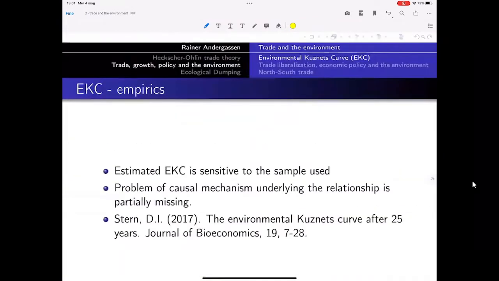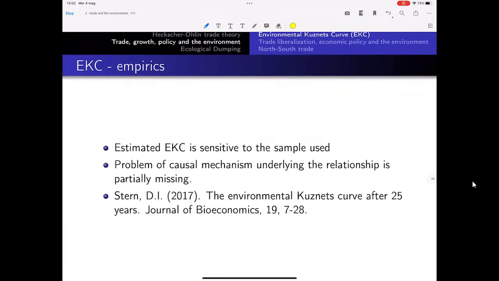Okay. Now I'm not going over empirics. You might have seen some of this perhaps in the applied econometrics course, because estimated environmental goodness curves are very sensitive to the sample used, and not only the sample used, but also the technique used in estimating the environmental goodness curve. There are many review papers. One is by Stern, and you can have a look where the results are reviewed.